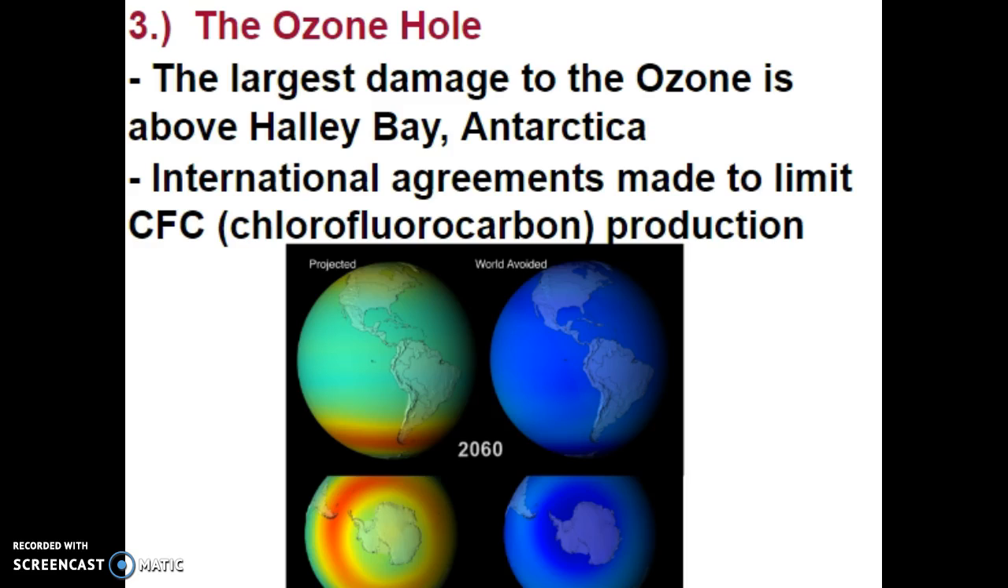The ozone hole, the largest damage to the ozone, is above a place in Antarctica called Halley Bay, which seems odd. You would think, why would the damage to the ozone layer be over Antarctica? There isn't anyone that lives there except for some scientists that reside there on a temporary basis for research. Since Antarctica isn't the one that's polluting, why do they get the damage?